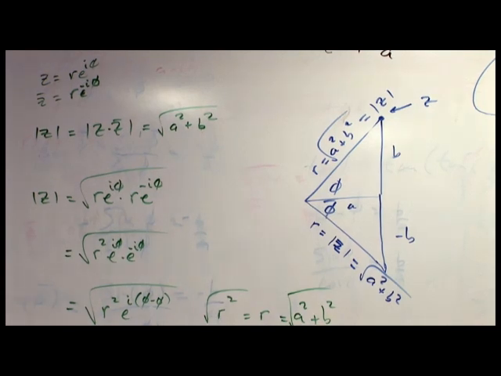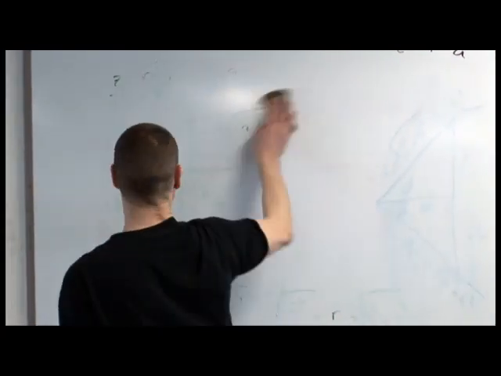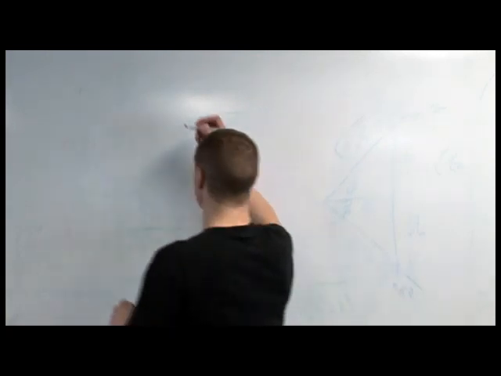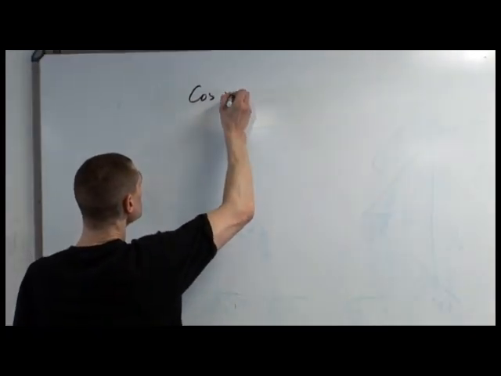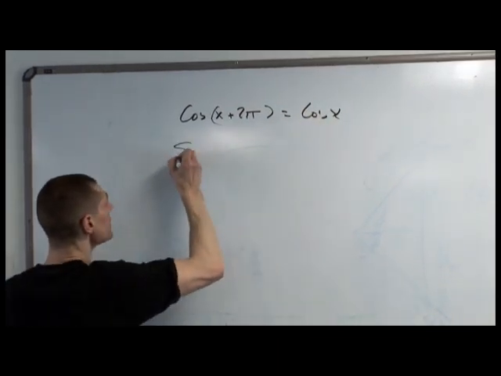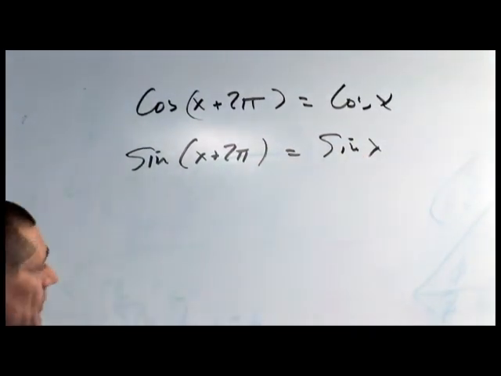Okay. So now, there's a reason why I'm spending so much time with this, and we're going to get there now. The pretty cool stuff is coming. So remember that sine and cosine are periodic functions. Remember that cosine of x plus 2 pi is equal to cosine x, and sine of x plus 2 pi is just equal to sine x. These are periodic functions with period 2 pi.